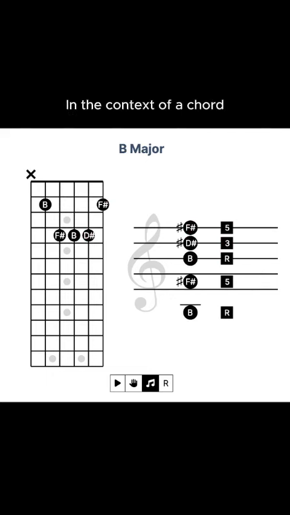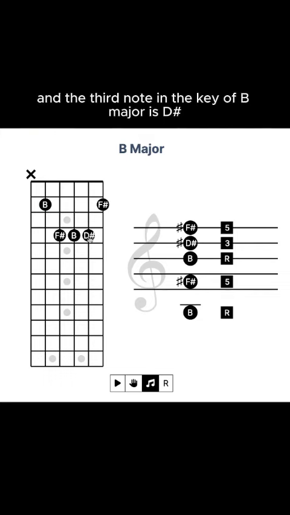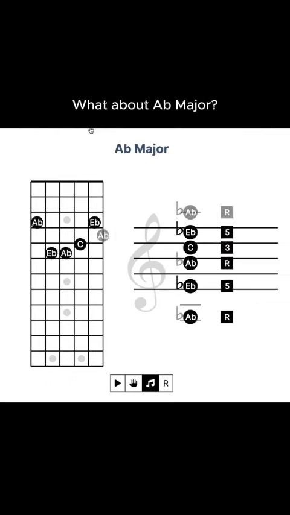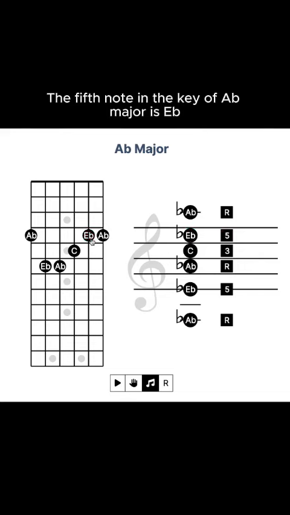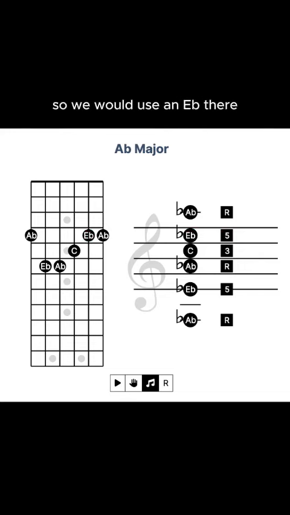In the context of a chord, it is relative to the root note. So the root note is B here. The key of B major has 5 sharps, and the third note in the key of B major is D sharp. What about A flat major? The 5th note in the key of A flat major is E flat. So we would use an E flat there.